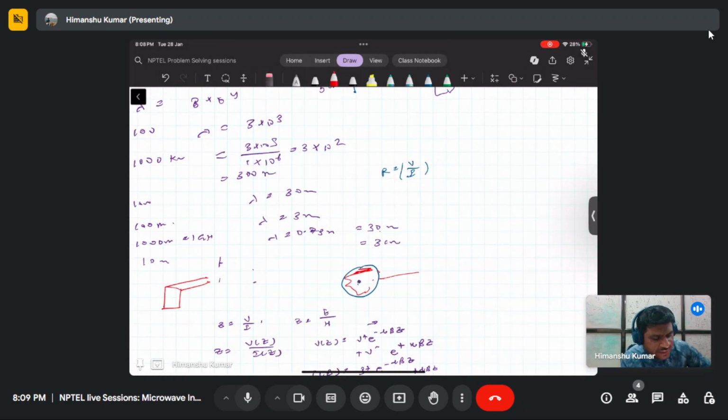For the low frequency case, the length of the wire does not matter, because in the low frequency case your wavelength is high.